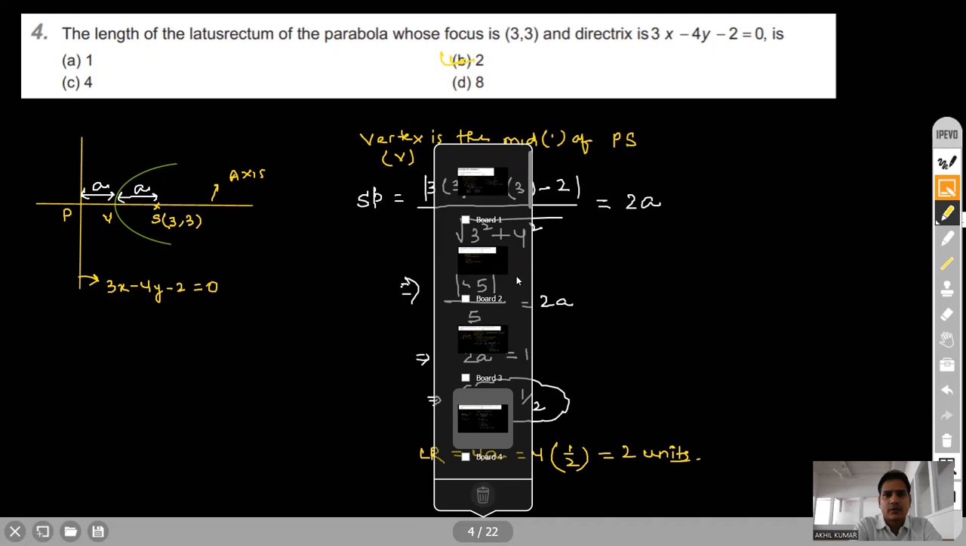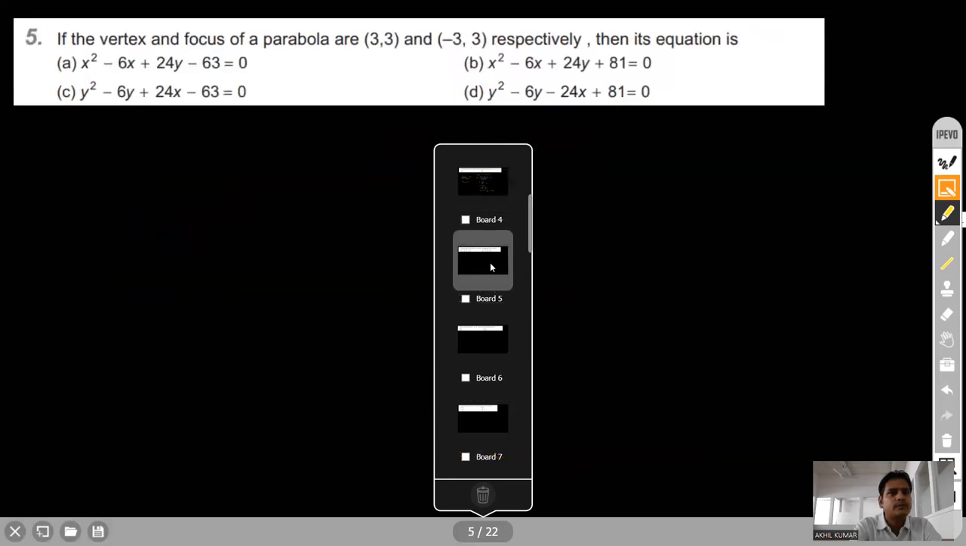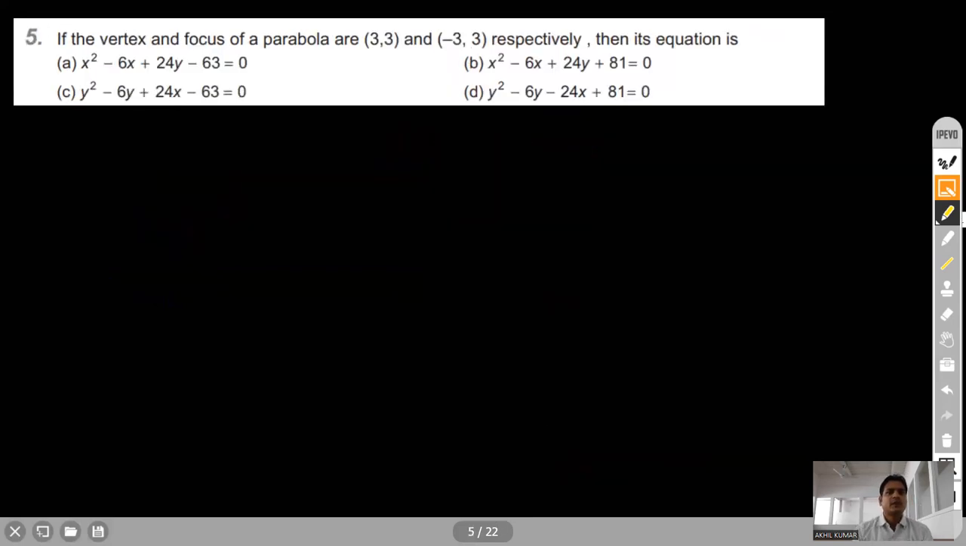Now let's move to the next question. Question number 5. Okay. So here it is. If the vertex and focus of parabola are this and this respectively, then its equation. Okay. So we are provided with the vertex and focus of a parabola, and we need to find the equation of the parabola. Okay. So what is the vertex? The coordinates of vertex? So the coordinates of vertex are this 3, 3, right? And coordinates of focus are minus 3, 3.